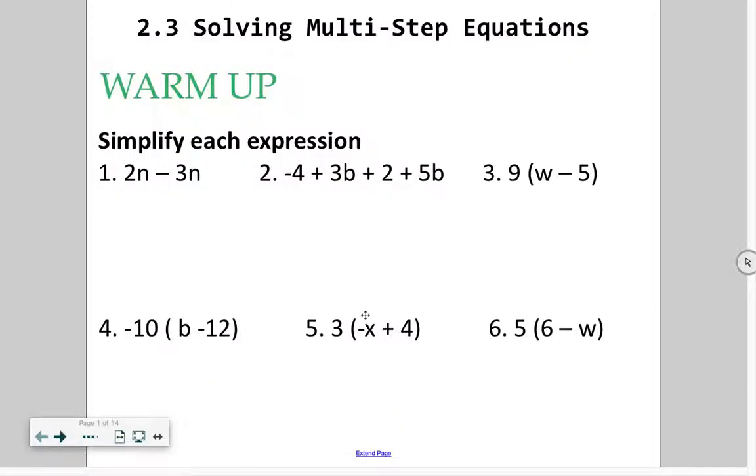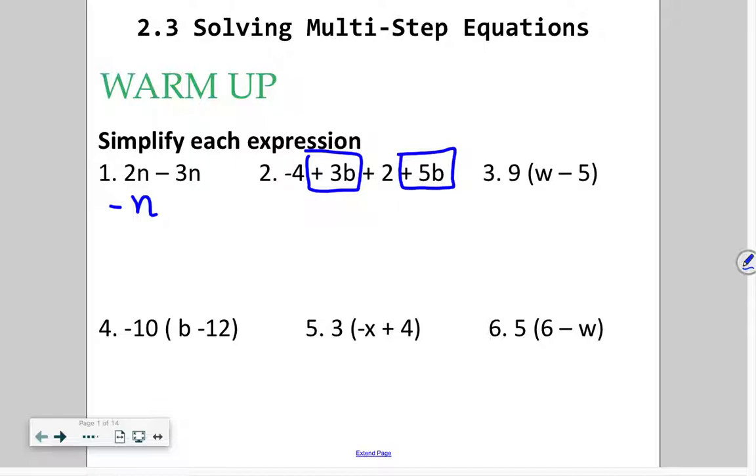All right, so simplifying our expressions. 2n minus 3n would be negative n. Negative 4 plus 3b plus 2 plus 5b. Make sure you're combining your like terms. Make sure you're looking at the sign that's coming in front of it.